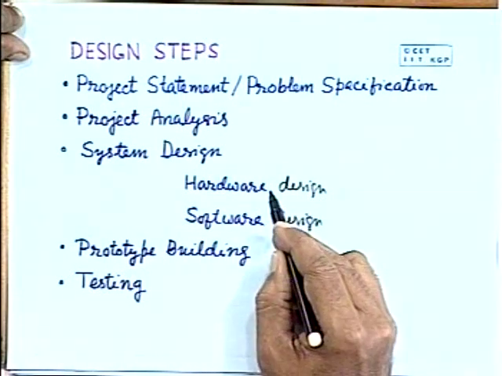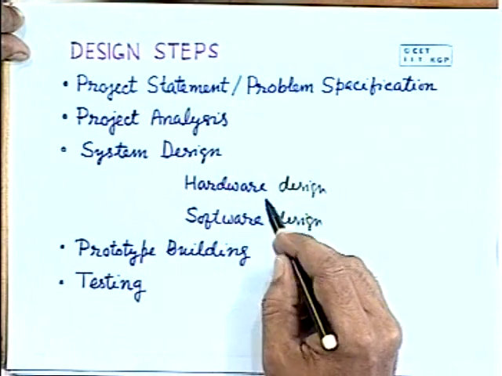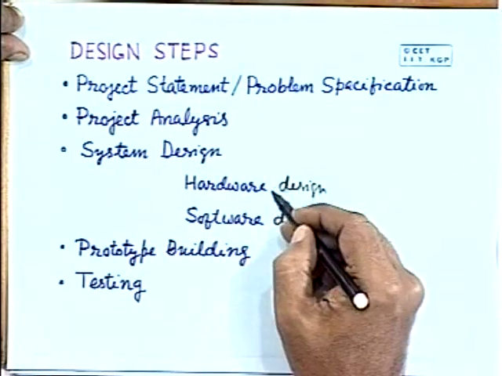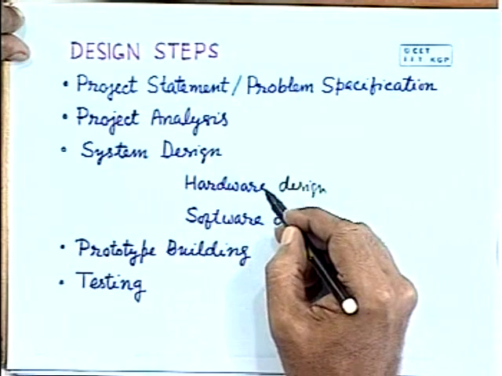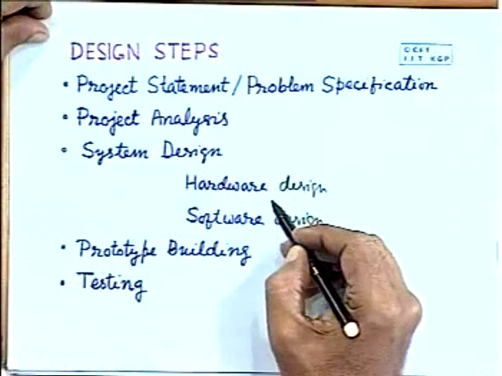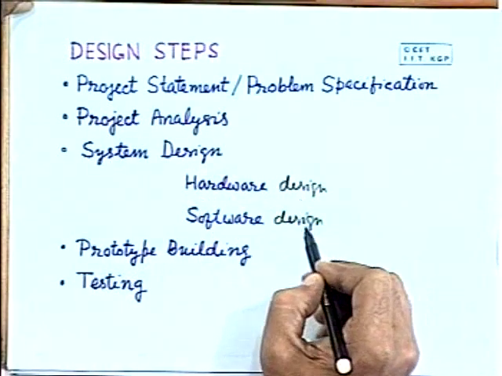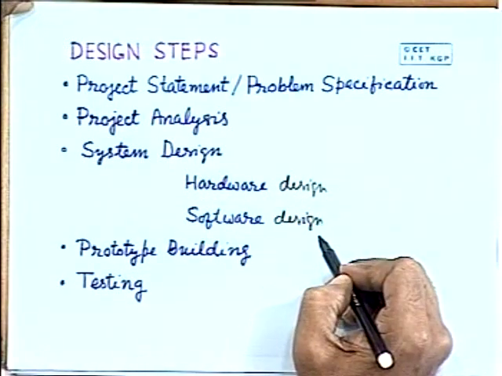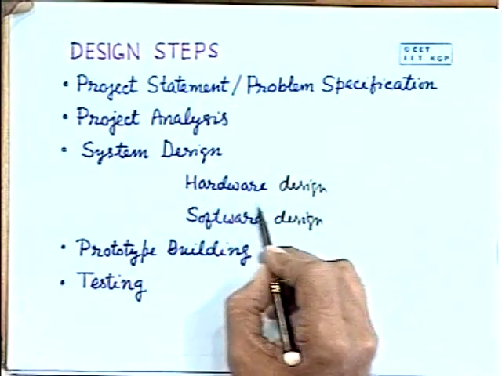System design will involve hardware design and software design. These two, hardware and software design, are highly interrelated. One is dependent on the other and both are necessary to build a system. Just like the body and soul make a human system, similarly in a microprocessor based system you will require hardware as well as software to build a complete system. And you will find that there is a trade-off between the hardware and software design. Some of the subsystems can be implemented either by hardware or by software.